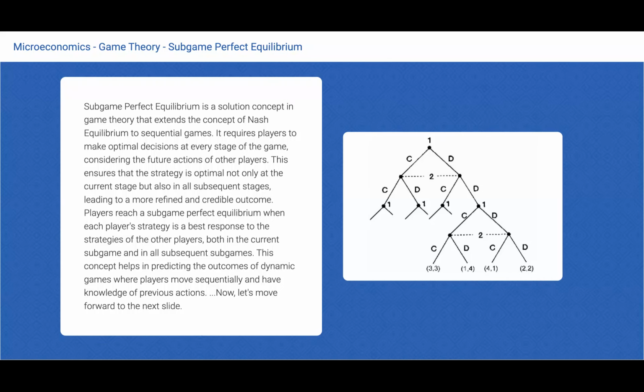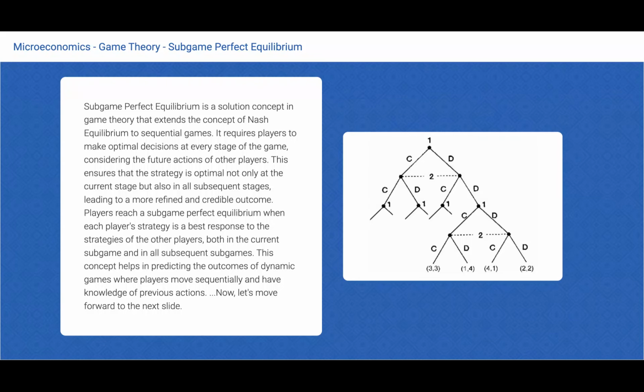Sigma-perfect equilibrium is a solution concept in game theory that extends the concept of Nash equilibrium to sequential games. It requires players to make optimal decisions at every stage of the game, considering the future actions of other players. This ensures that the strategy is optimal not only at the current stage but also in all subsequent stages, leading to a more refined and credible outcome.